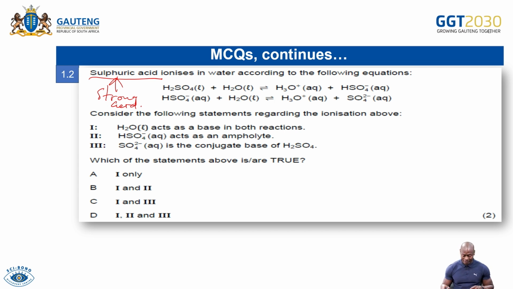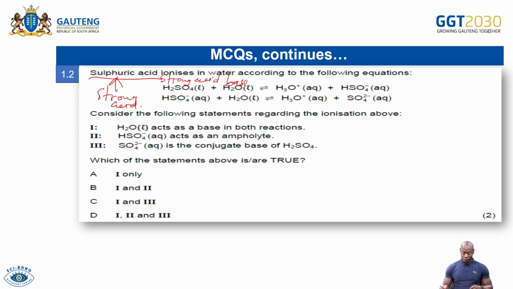So sulfuric acid is a strong acid. All of us know that. So it ionizes completely in water to form a high concentration of hydronium ions. So if this is an acid, then this one is going to be a base, right? Water is going to be a base. Okay. Then this one, strong acid.